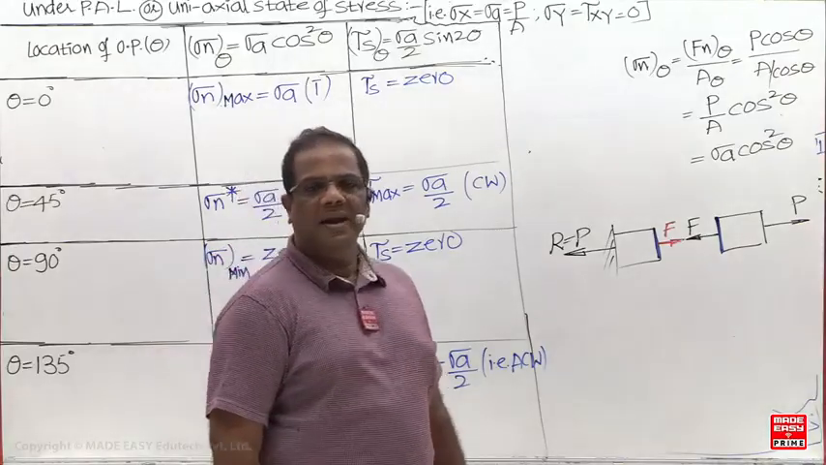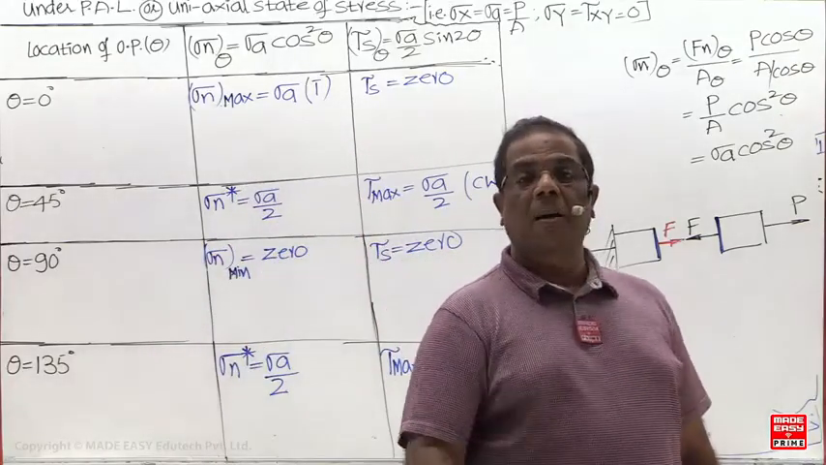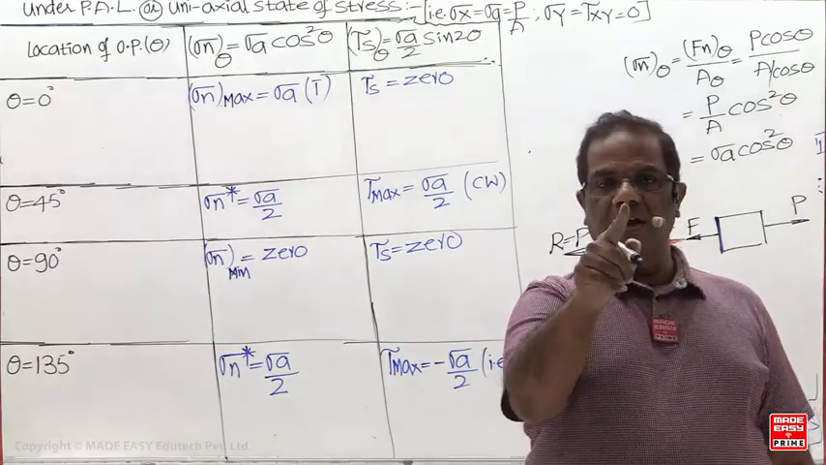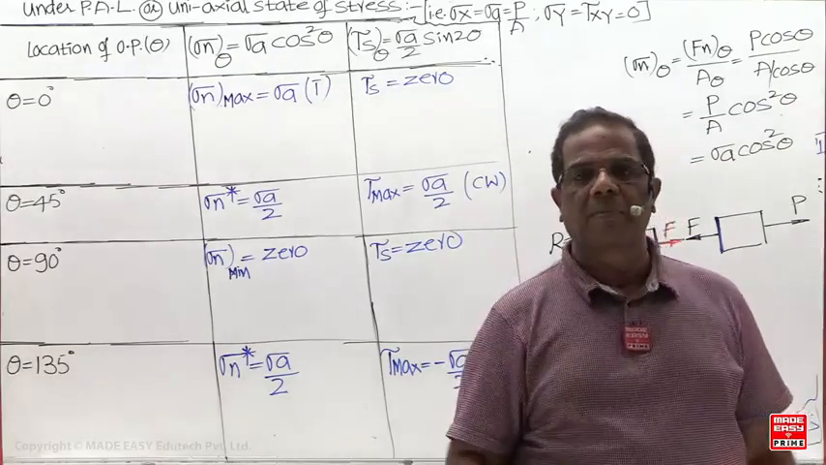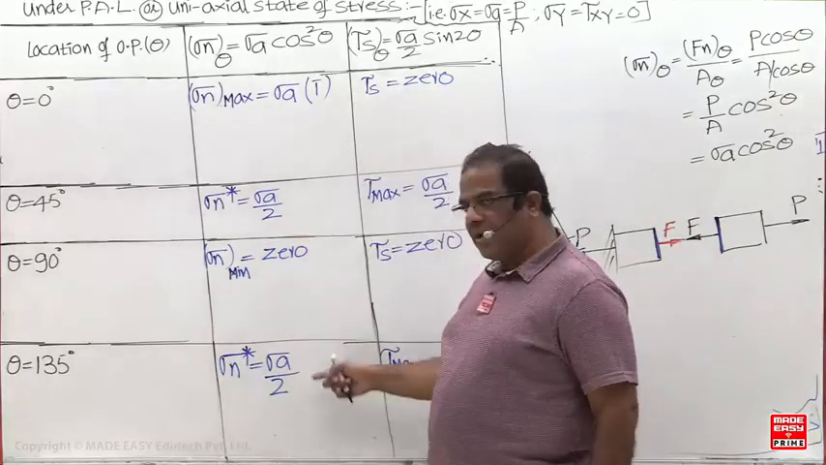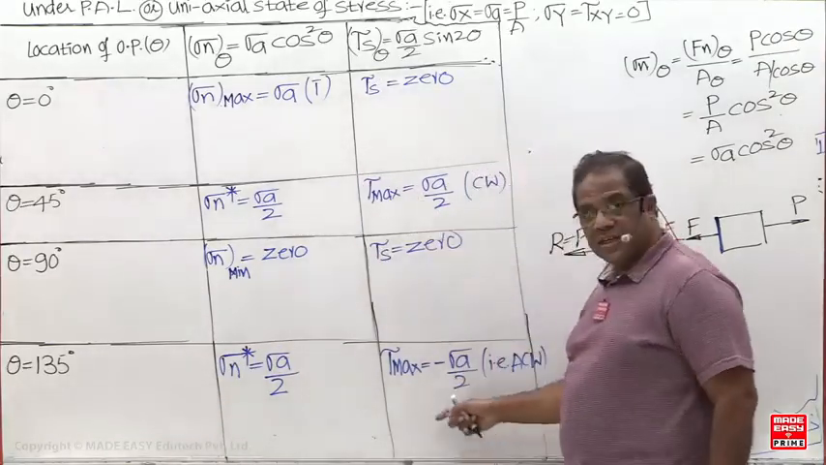So what are the principal planes? Principal planes are the complementary planes on which shear stress is 0, but normal stress is going to be either maximum or minimum. Next, what about this 45 and 135? On 45 and 135, shear stress is maximum.